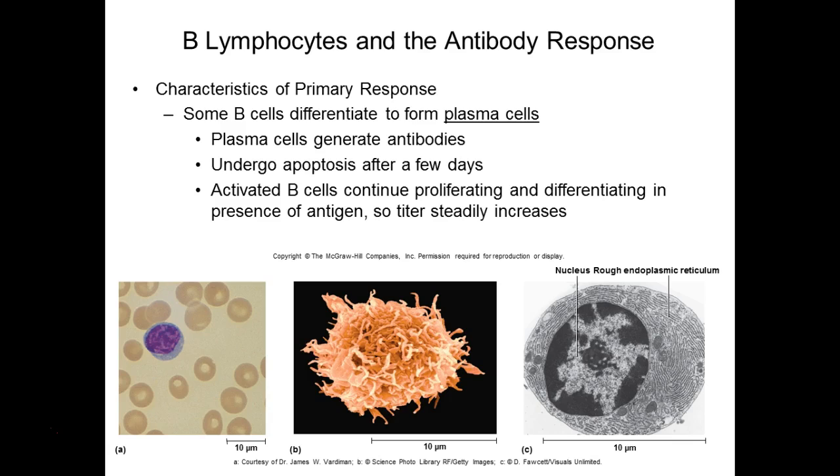And so these guys are pumping out antibodies, millions per second. Once the infection is cleared, they're going to undergo apoptosis, programmed cell death. No inflammation, right? But as long as that antigen is still present, they're going to still keep producing antibody. And so the titer, the concentration increases as we go throughout infection.